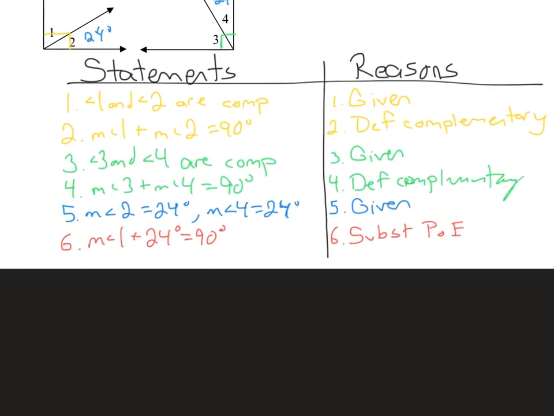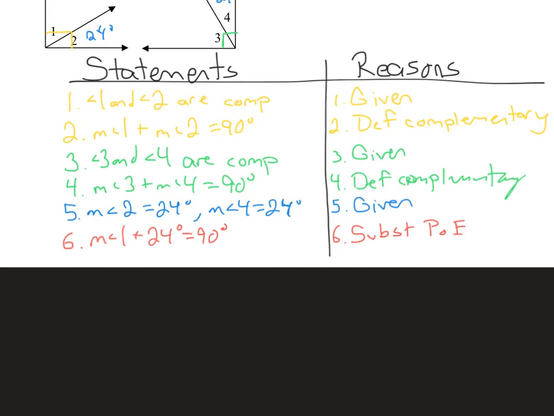I'm going to go ahead and do the same thing for the measure of angle 4. Okay, so for statement 7, we'll say the measure of angle 3 plus 24 degrees equals 90 degrees. And again, our reason would be substitution property of equality because you're just taking two equivalent things and substituting them for one another.